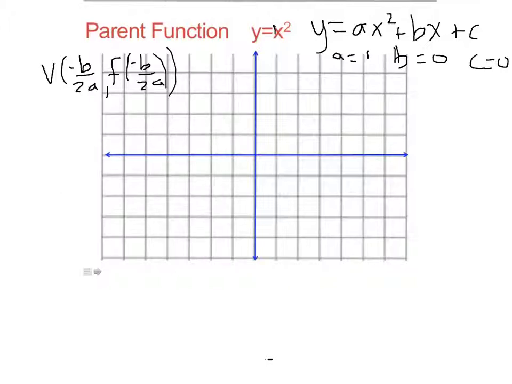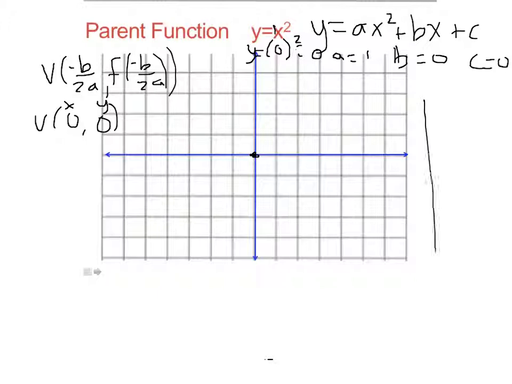And then the opposite of b, 0 doesn't have an opposite, so 0 divided by 2 times 1 is just going to be 0. And then when you go back up to the function and you substitute 0 in for x, you're going to see that the y coordinate will also be 0 when you square 0. And so (0, 0) is actually going to be the vertex of the parent function. Hopefully they won't have to go through this whole process. Once we just briefly go through it a few times, they should start to memorize what the parent function looks like.